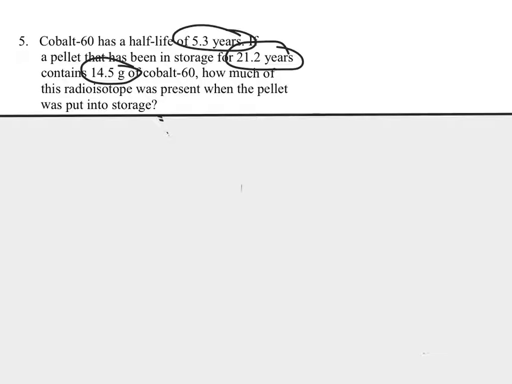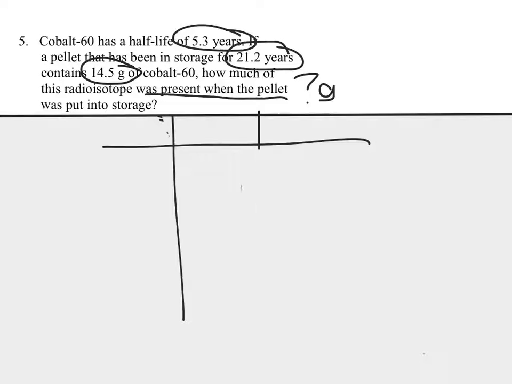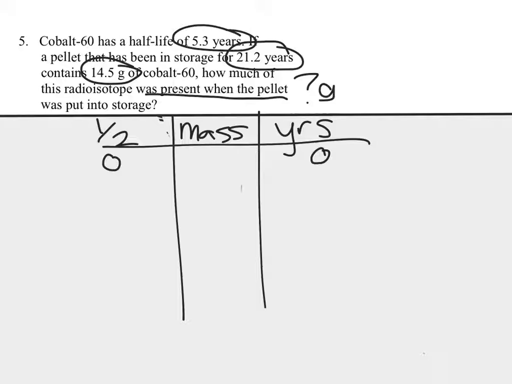We want to know how much was present when it was first put into storage, meaning we want to know how many grams it started off as. Well, we can do that with our half-life problems. Let's start. Here's our half-life. Here's our mass, and our time looks like it's going to be in years again, like the last problem we did. All right, we know that 0 half-lives means 0 years have gone by, and unfortunately, we do not know the mass that it started off with.